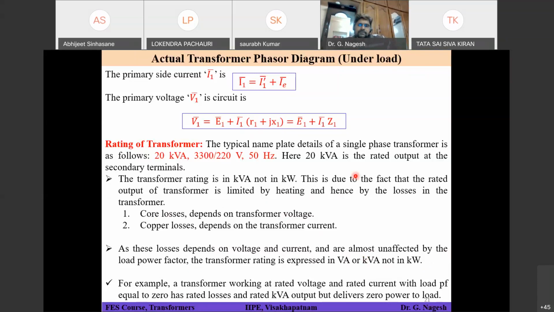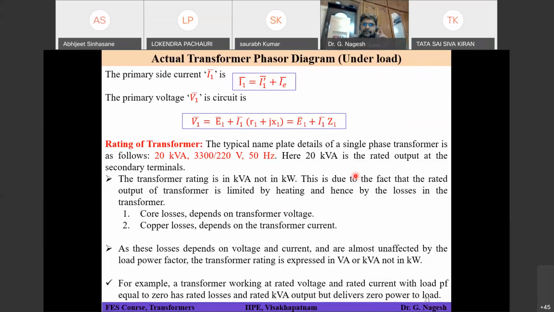Losses are of two types, one is core loss and the other is copper loss. Core loss depends upon voltage, copper loss depends upon current. So that's why the transformer rating depends on kVA. That's why it is given in kVA, not in kilowatts.